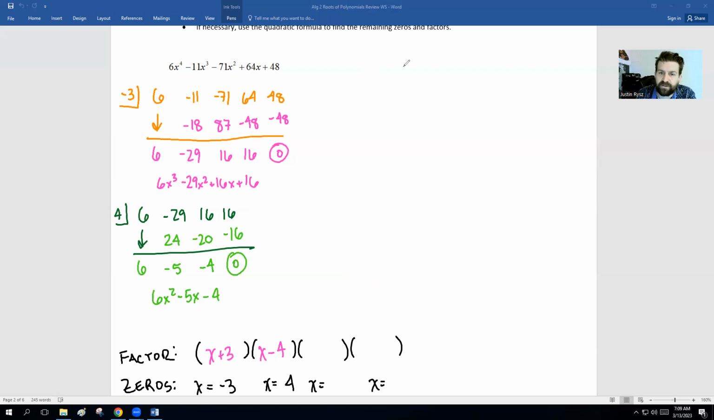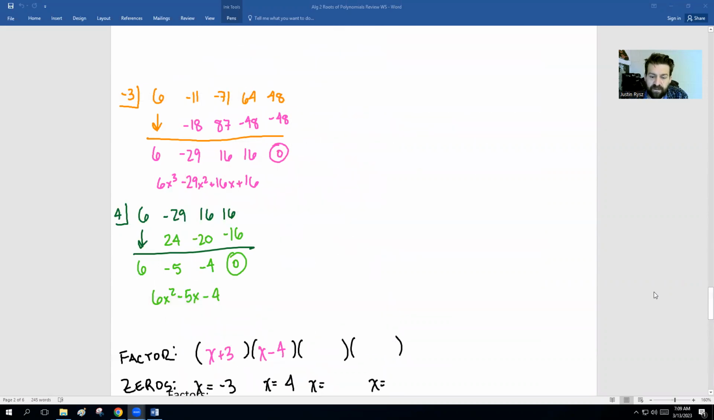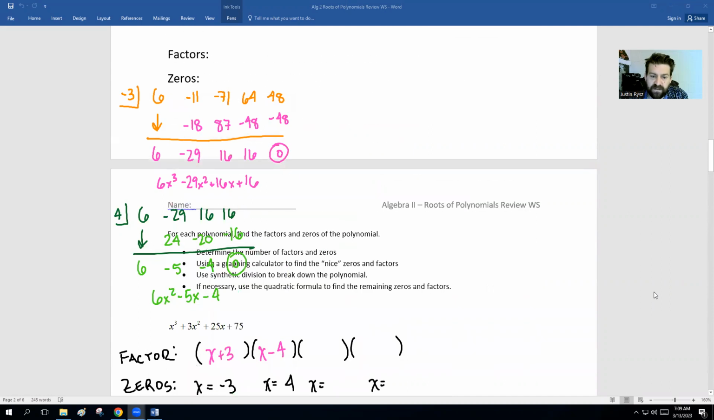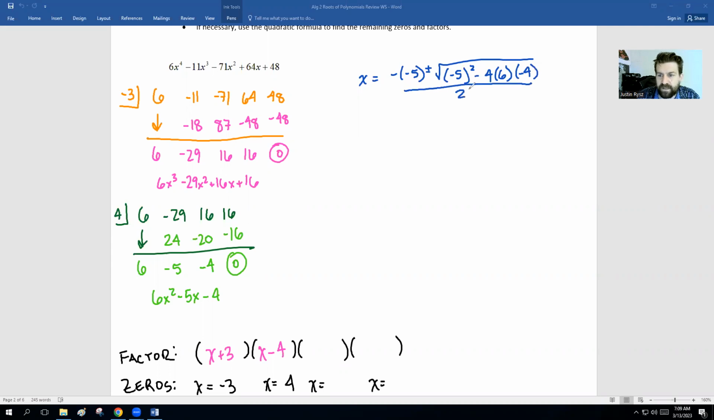Okay, so now to figure out the other two, it's necessary here. We're going to use the quadratic formula to find the remaining factors. Excuse me. So quadratic formula, if you don't know, it's on the very last page here. It's on the back of the packet. I'm just scrolling through. You can see it here. Hopefully you have it memorized. X equals negative b plus or minus the square root, b squared minus 4ac all over 2a. So we would have x equals negative, our b is a negative 5, plus or minus the square root of negative 5 squared minus 4 times a is 6, c is negative 4, all over 2 times a is 6.